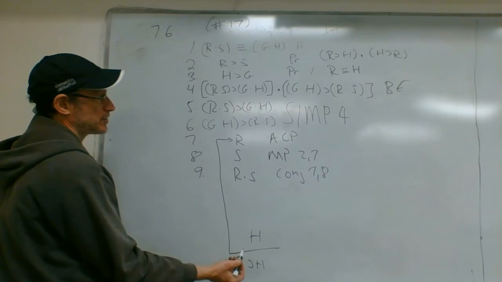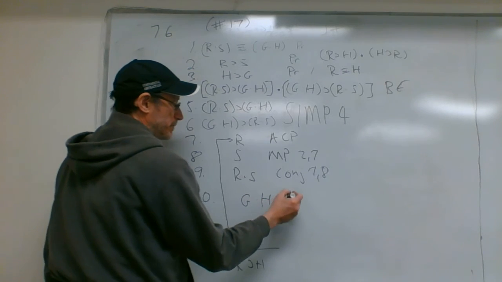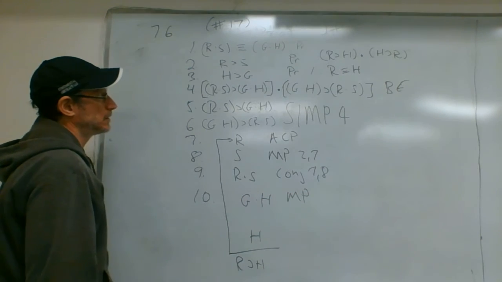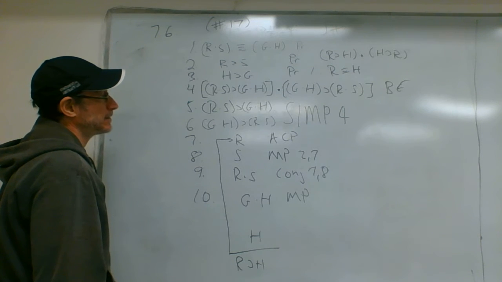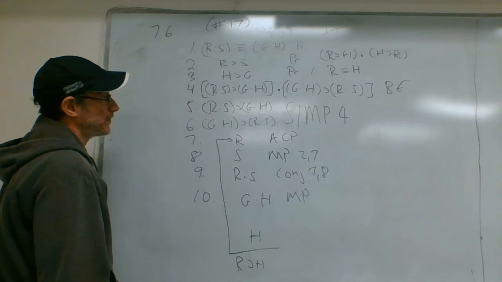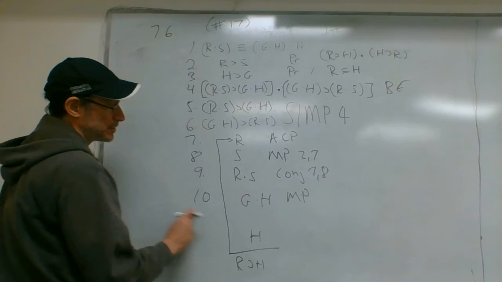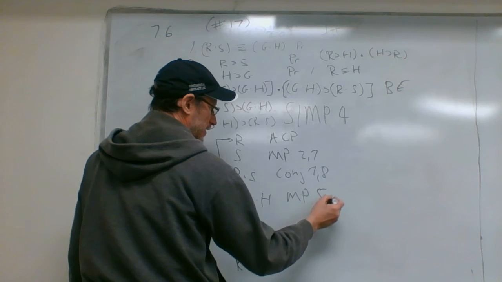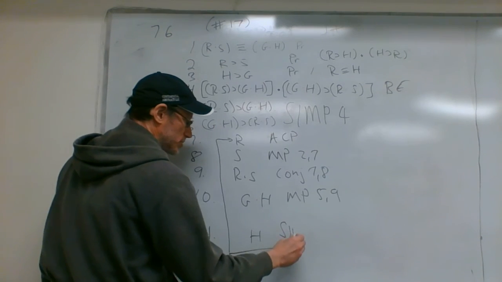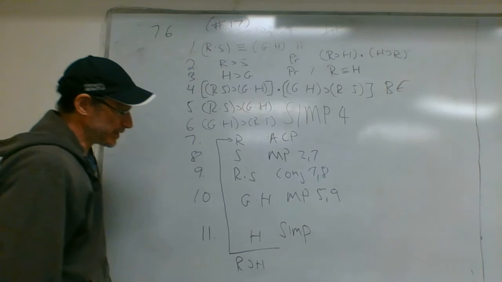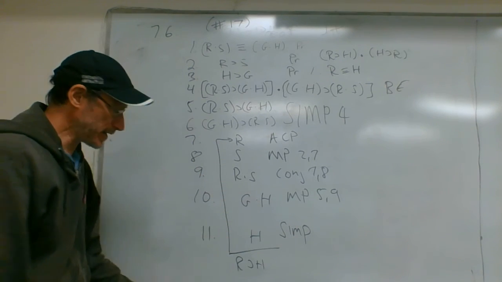And now I get G dot H, sorry, I'm going too fast. G dot H by modus ponens on 9 and 5, right? We got R dot S horseshoe G dot H, modus ponens on 5 and 9. And now I do a simplification to get H. So I proved that if I assume R, I can derive H somehow.